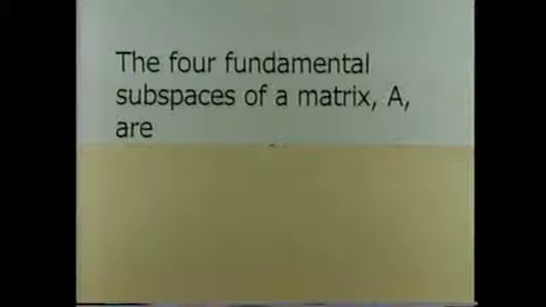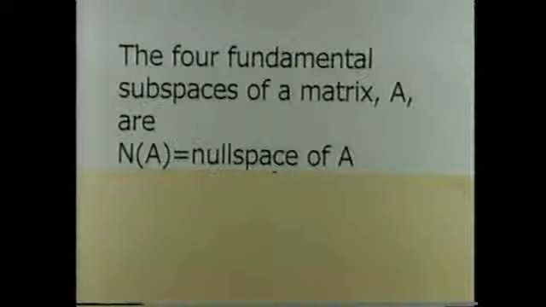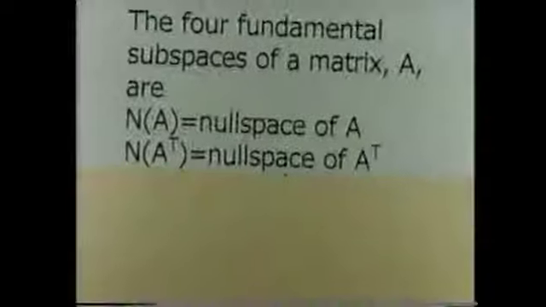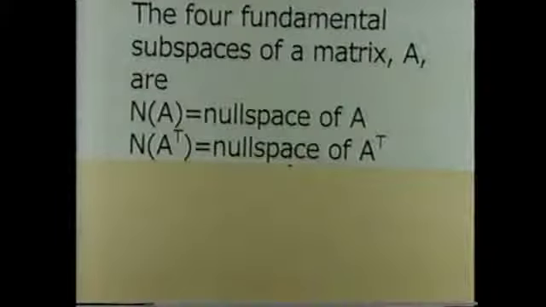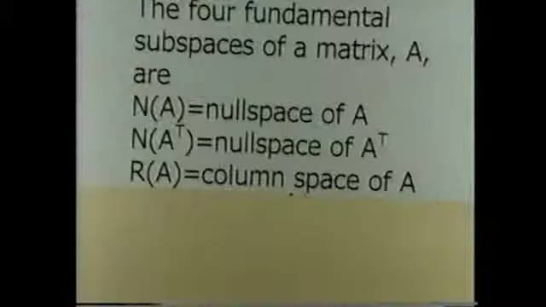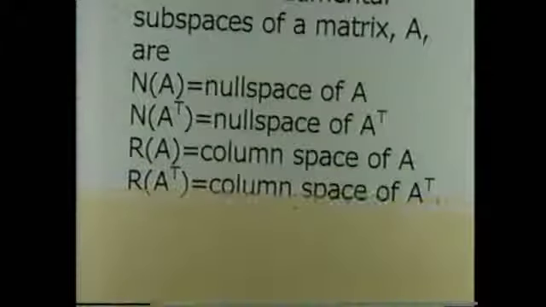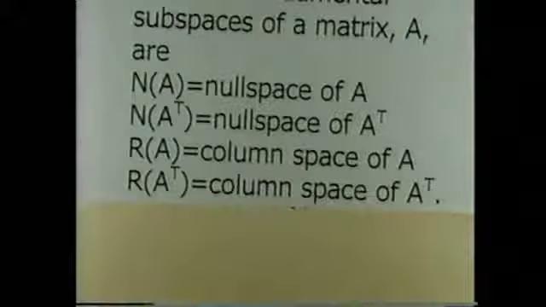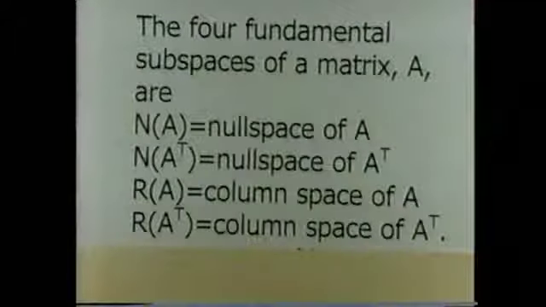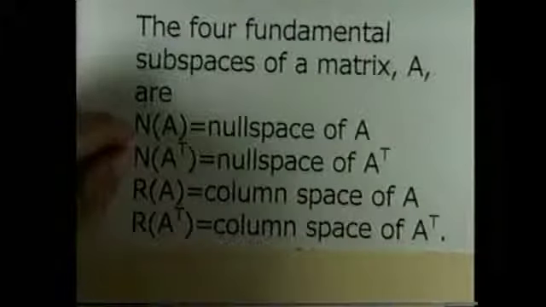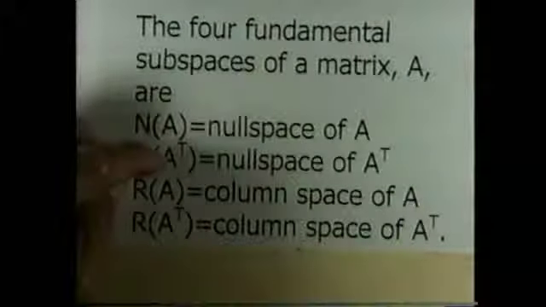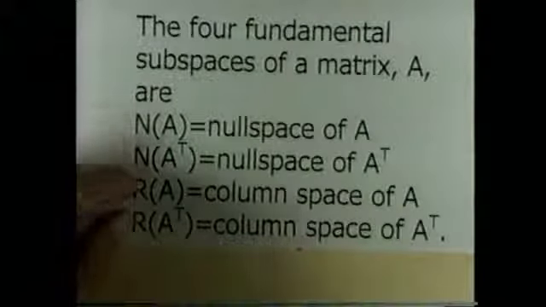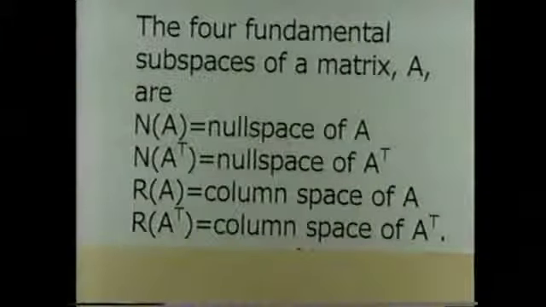The four fundamental subspaces of a matrix A are the null space of A, the null space of A transpose, the column space of A, and the column space of A transpose. So these are the four fundamental subspaces of matrix A. So you've got the null space of both A and A transpose. You've got the column space of both A and A transpose.